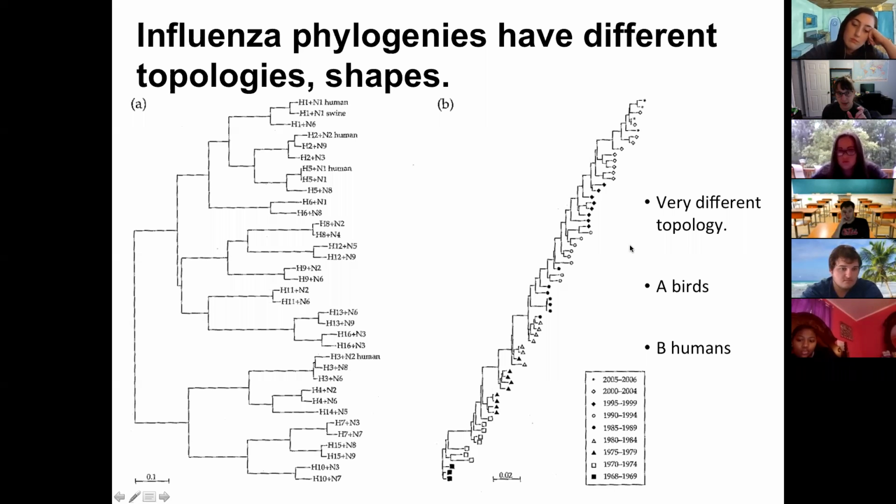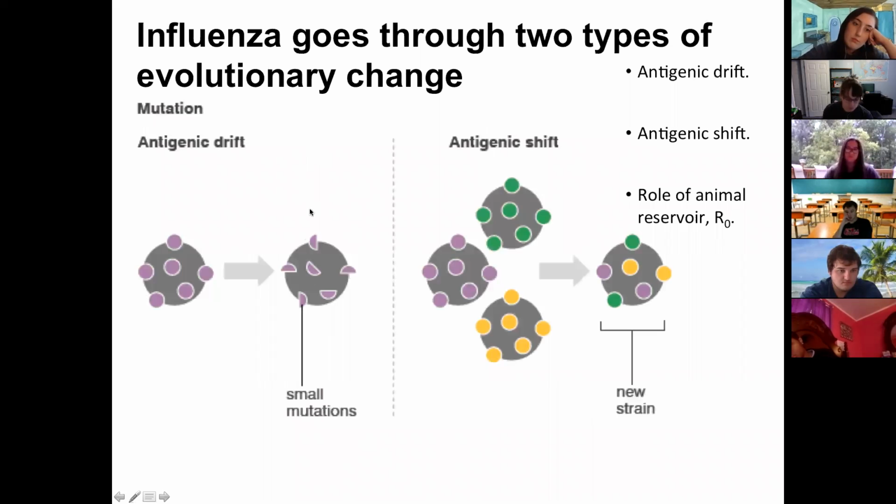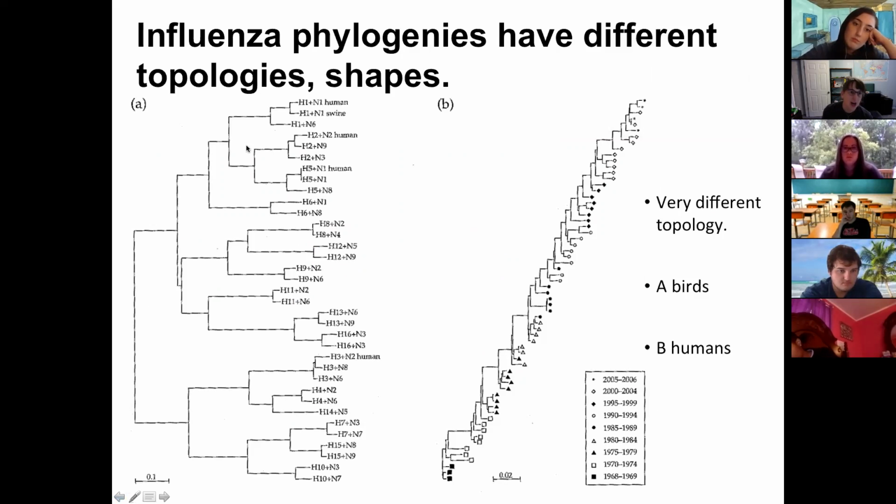And H and N, they're surface proteins. I'll show you those in just a second, but you can see on the picture in panel A: H1N1 in human, H1N1 in swine, H1N6, H2N2, H2H9. And so that's how we talk about different influenza viruses.